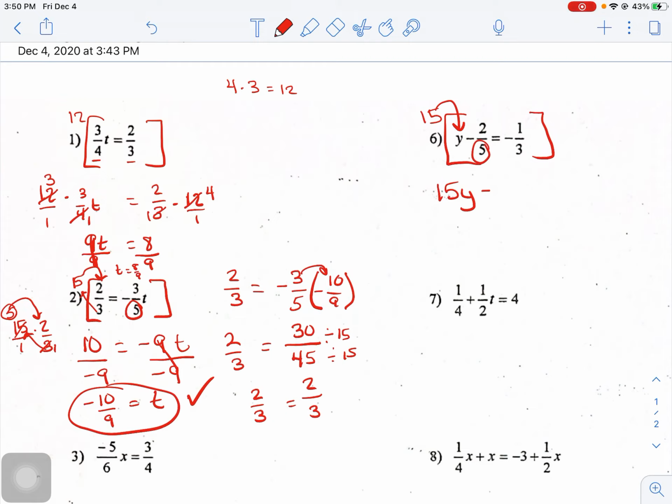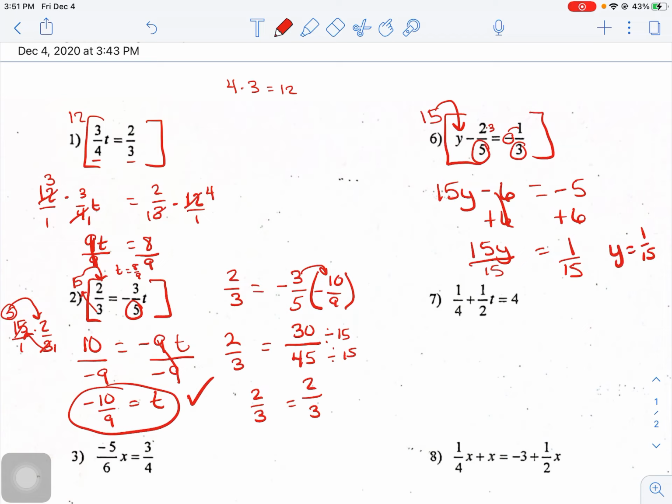5 goes into 15 3 times. 3 times 2 is 6. So that means the same thing as negative 2/5 times 15 is the same as negative 6. Equals 3 goes into 15 5 times. 5 times a negative 1 is a negative 5. So now we have a very simple problem. Plus 6, we get 15y equals 1. Then we divide by our coefficient, so we get y equals 1/15.